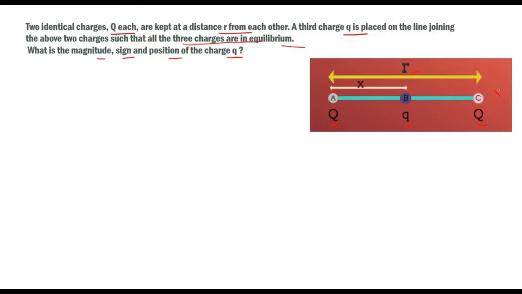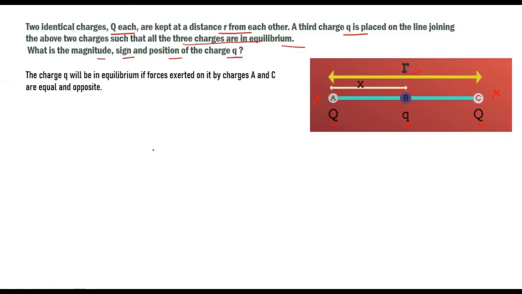If you place it either to the right side or to the left side, all the three charges will never be in equilibrium. So in order to satisfy the given condition, if q is placed at a distance of x from A at point B, then what condition will we have? The small q will be in equilibrium if the forces exerted on it by the charges at A and C are equal and opposite. Now when q is placed at point B, the charge at A and the charge at C will exert equal and opposite forces on the charge small q. Then only will the small q be in equilibrium.